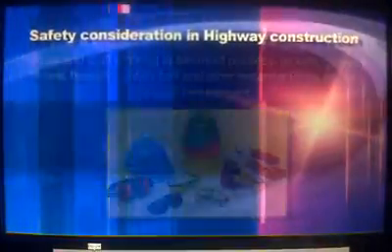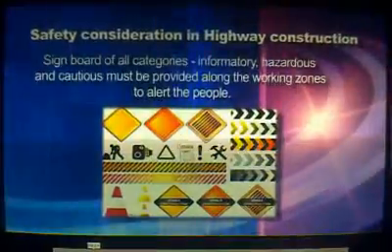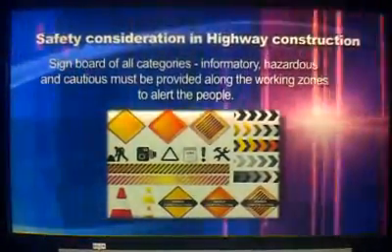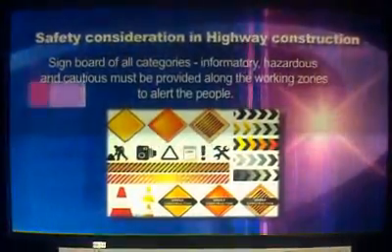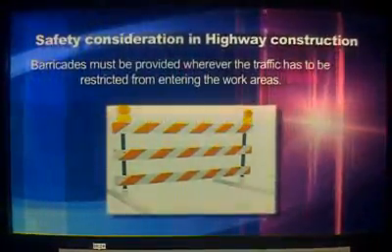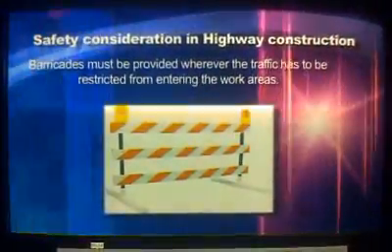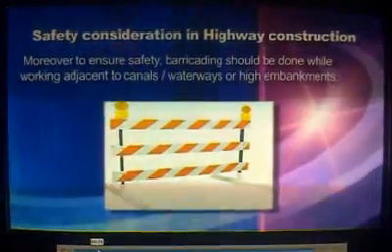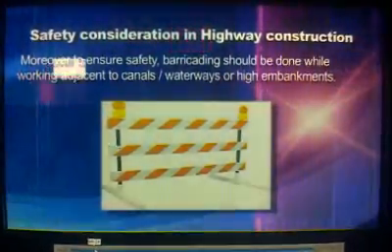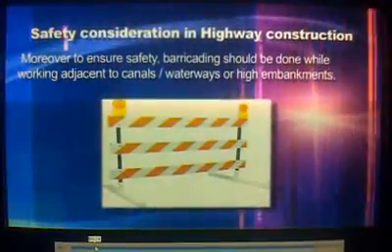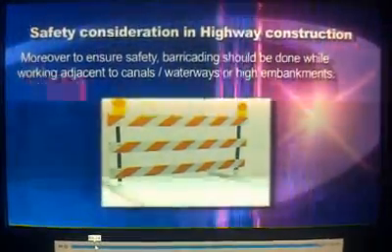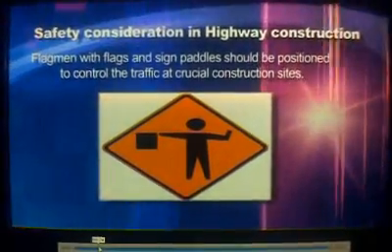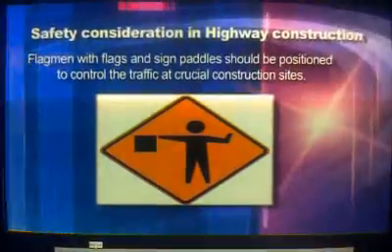Signboards of all categories, informatory, hazardous, and cautionary, must be provided along the working zones to alert the people. Barricades must be provided wherever the traffic has to be restricted from entering the work areas. Moreover, to ensure safety, barricading is done while working adjacent to canals or waterways or high embankments. Flagmen with flags and sign paddles should be positioned to control the traffic at construction sites.